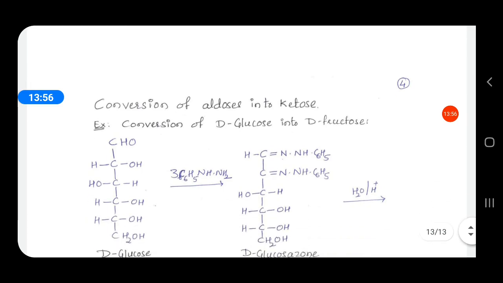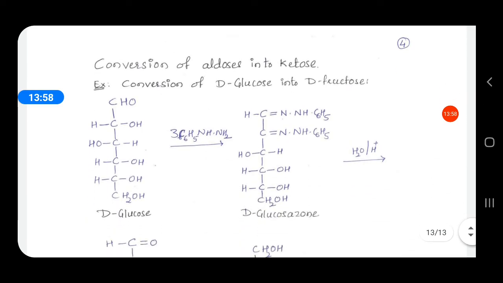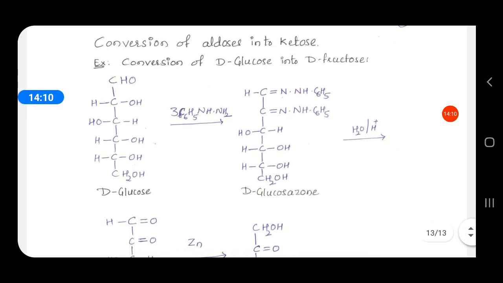Now conversion of aldoses into ketoses. We have seen the example of conversion of ketose into aldose, and now aldose into ketose. This is still simpler than the conversion of ketose into aldose. So here the first step is that the aldehyde, D-glucose, is treated with excess of phenylhydrazine.